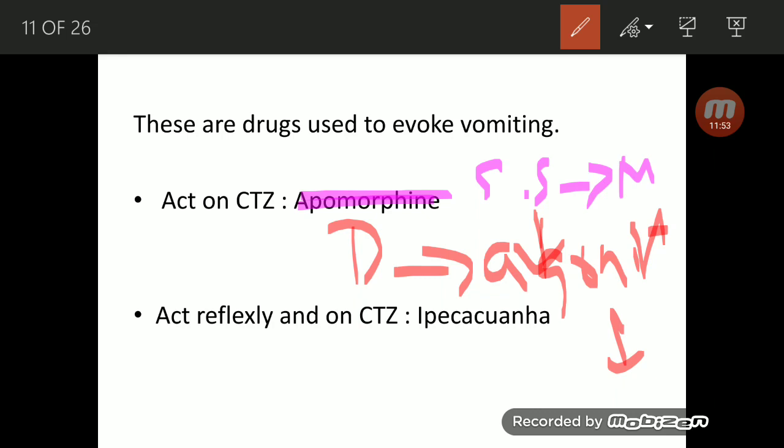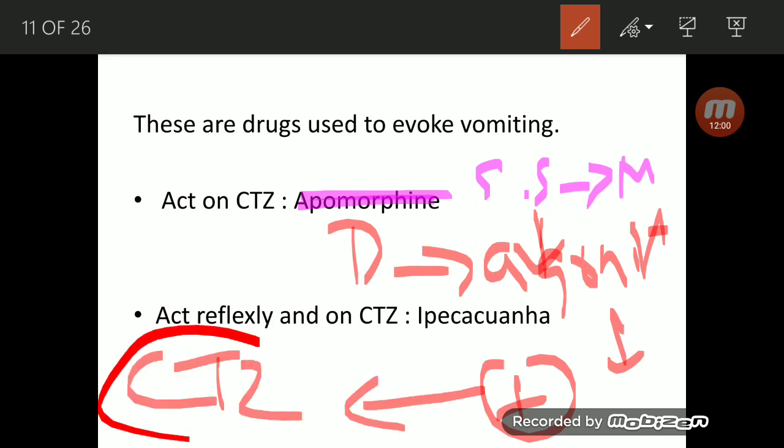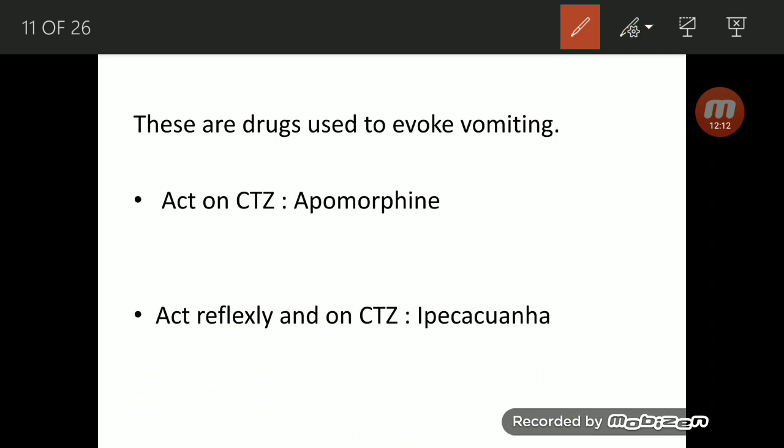Since it is an agonist, it is going to activate your dopamine receptor. So generally it activates your dopamine receptor in your chemoreceptor trigger zone. So activating your dopamine receptor causes what? It induces vomiting. Okay, so your mechanism we also talked about.